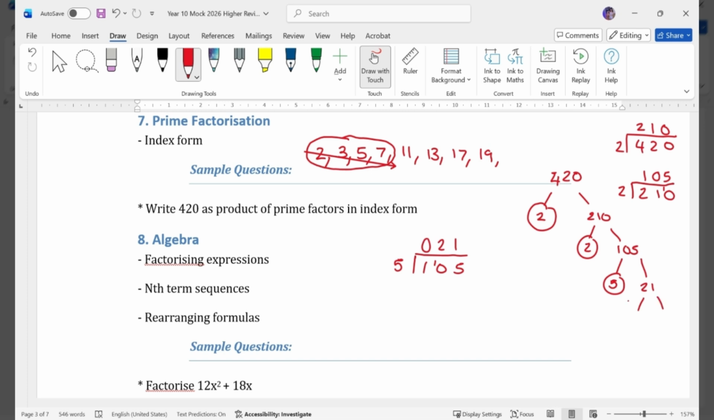Again, I can't use 2 anymore. I now can't use 5 anymore. They're my easiest to divide by, but I probably can divide this by 3, and 3 goes into 21 7 times. And as it happens, 7 is also prime, so I can stop.